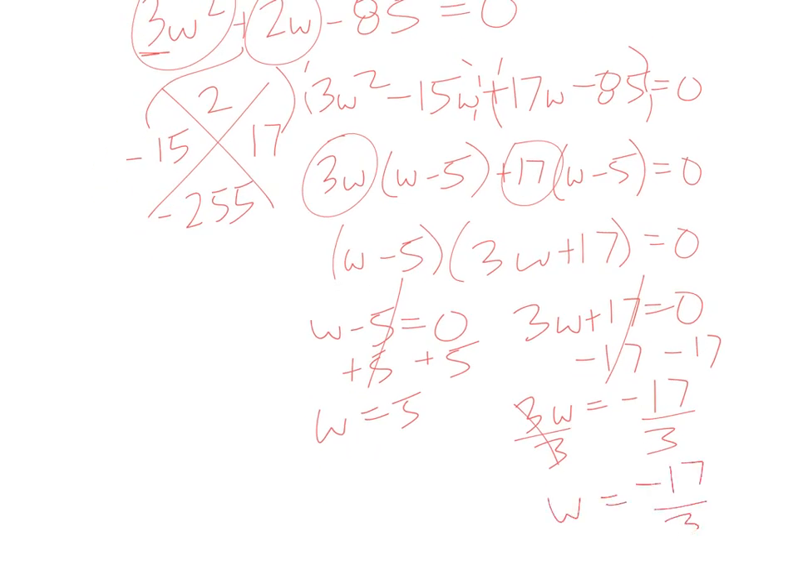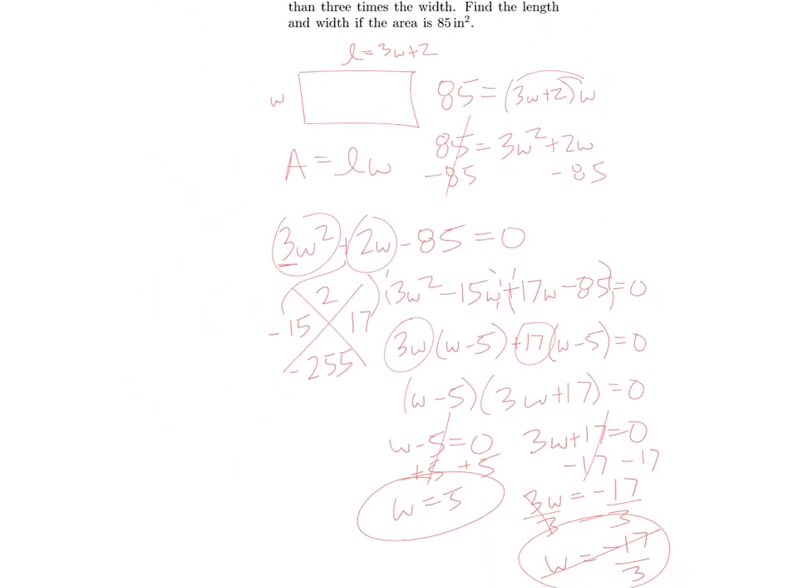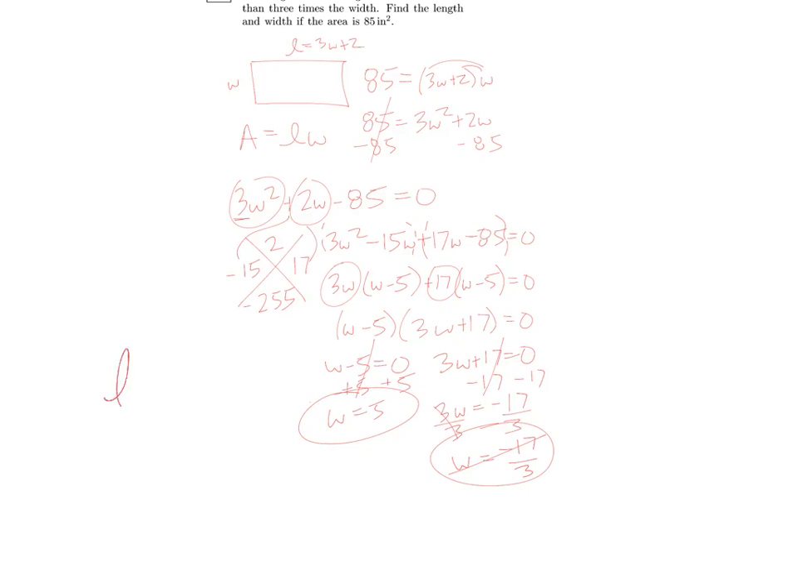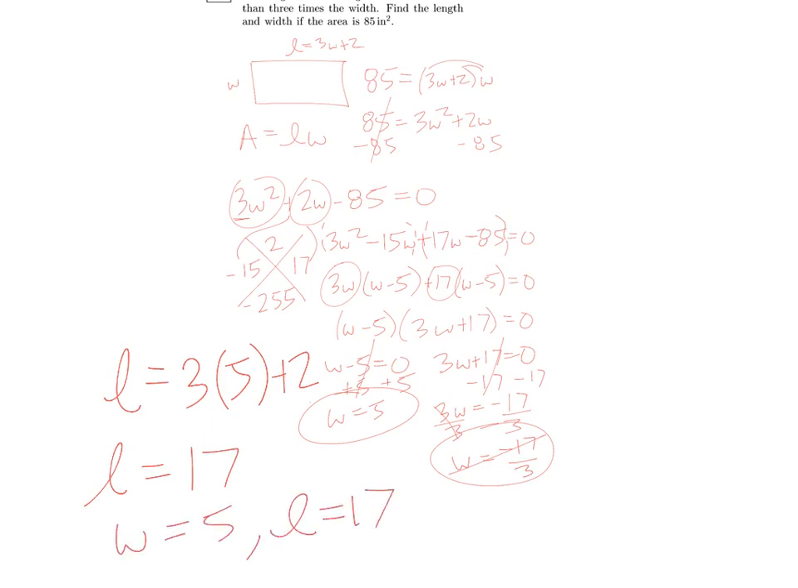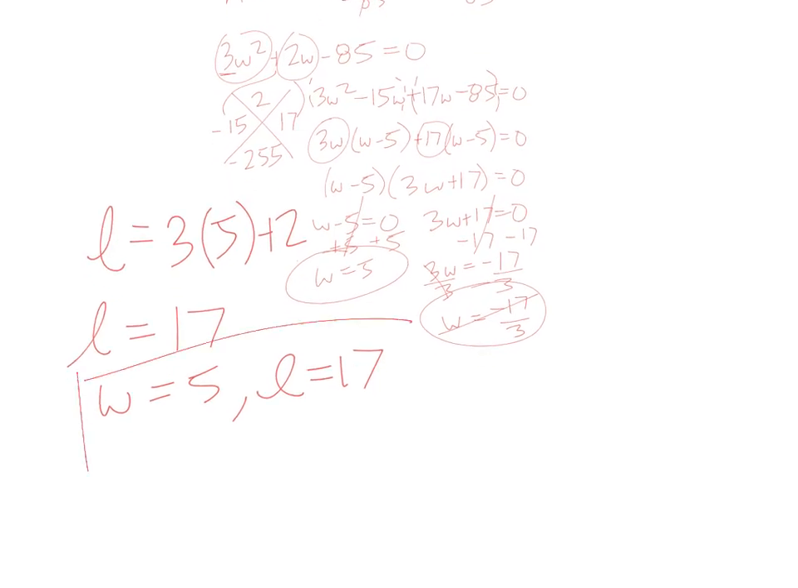Now we can't have a negative width, so that can't be a solution. But we have our positive width here. And it's also asking me to find the length. So all I have to do is plug W back in to this equation. L equals 3W, W is 5, plus 2. And I get length is equal to 17. Alright, so the width is 5. The length is 17. Done.